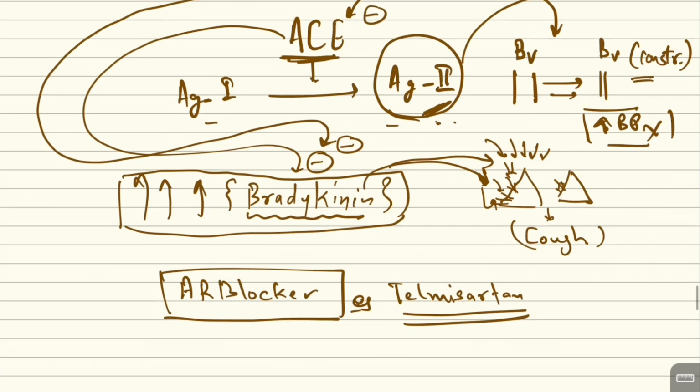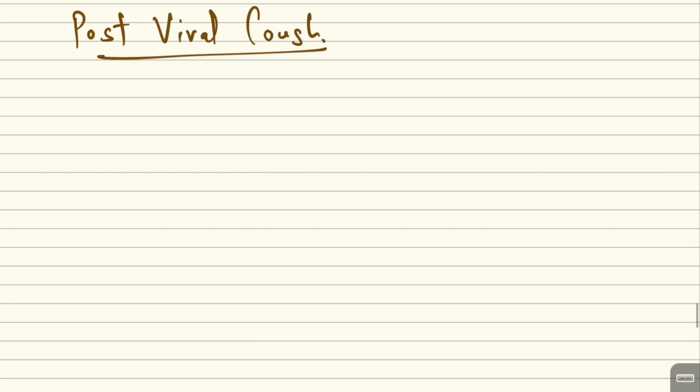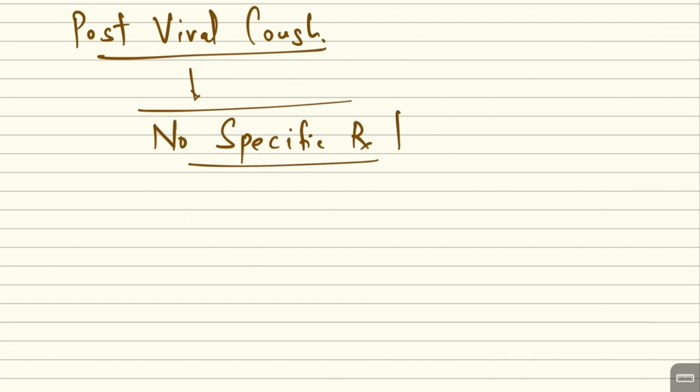And sometimes the patient can have cough because of a viral infection. This type of cough is the post-viral cough. For post-viral cough, usually no specific treatment is required, and this type of cough subsides by itself. So there is no specific treatment for post-viral cough, and it will subside on its own. So these are the approaches of how we are going to approach and treat.